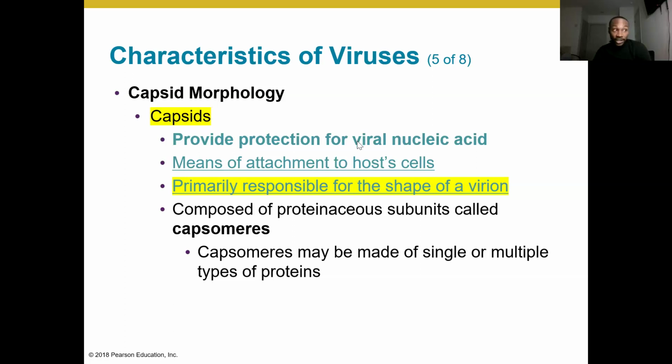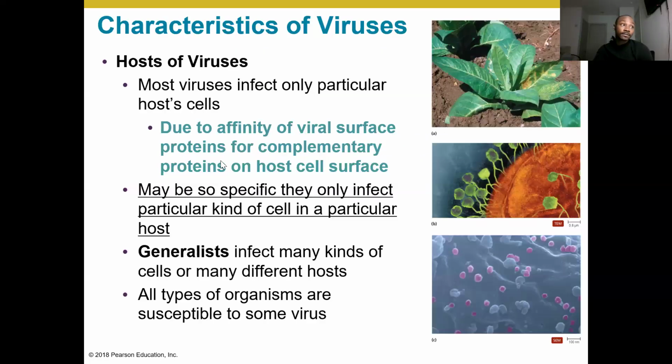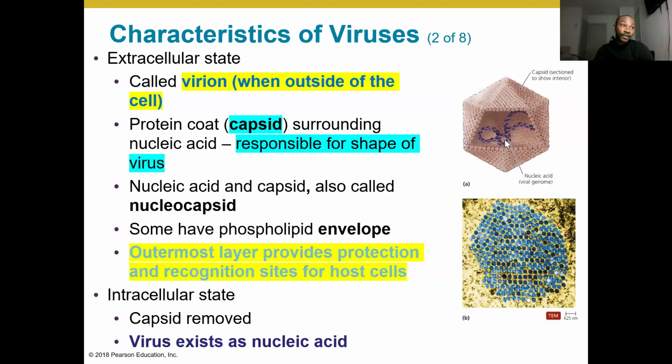I mentioned it earlier, capsids provide protection for viral nucleic acid. This capsid protein is also a means of attachment to your host cell. And it's primarily responsible for the shape of a virion. The capsid, right here, is primarily responsible for the shape of this virus.